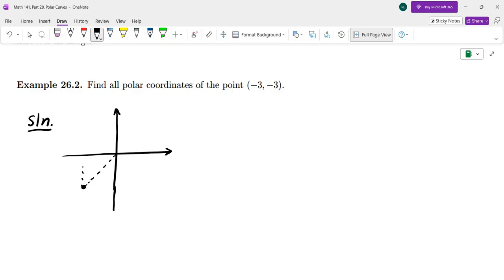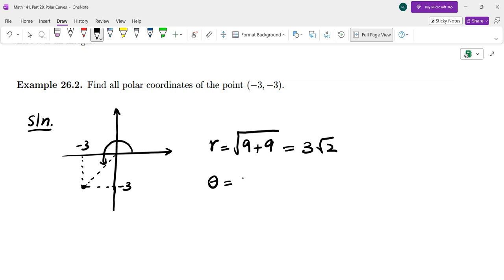Well, if you look at this one, the x coordinate and the y coordinate are both -3. So r, which is the distance to the origin, is root 9 plus 9. So that is 3 root 2. And theta is this angle, which is pi plus pi over 4, because we have an isosceles right triangle here.